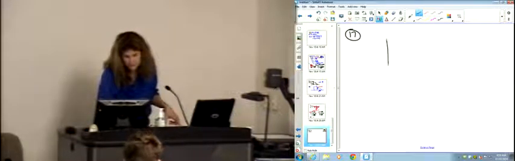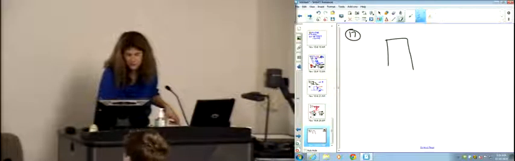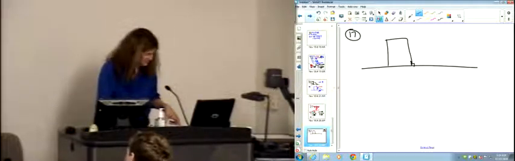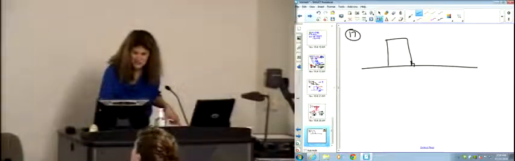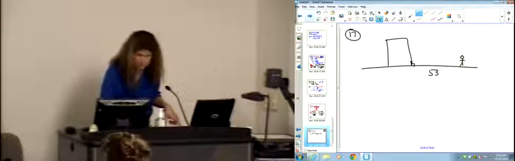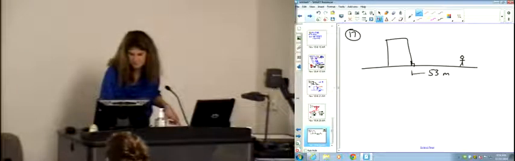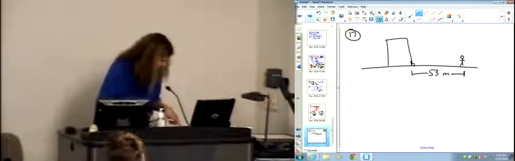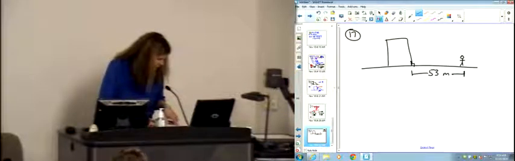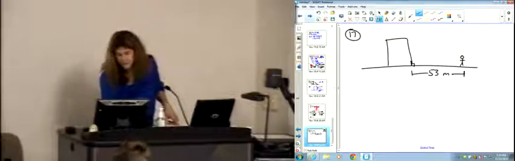All right, number 17. A surveyor standing 53 meters from the base of a building. Wait a minute, I've got to draw my building. Oh, that building went underground. Okay, again, right angle. Even though my building looks a little slanty here, the surveyor is standing out here somewhere, 53 meters from the base of the building, measures the angle to the top of the building and finds it to be 40 degrees. Okay.